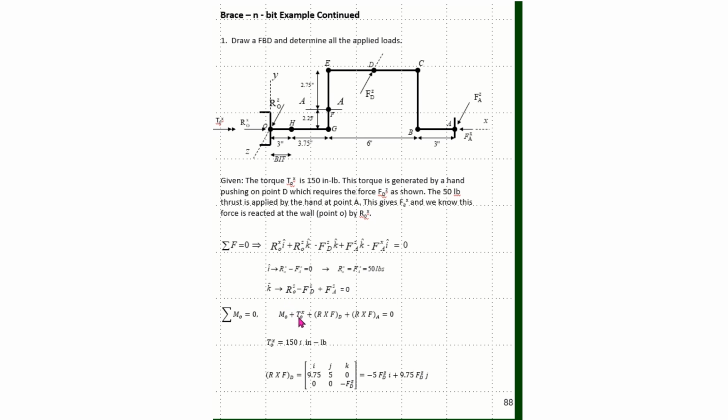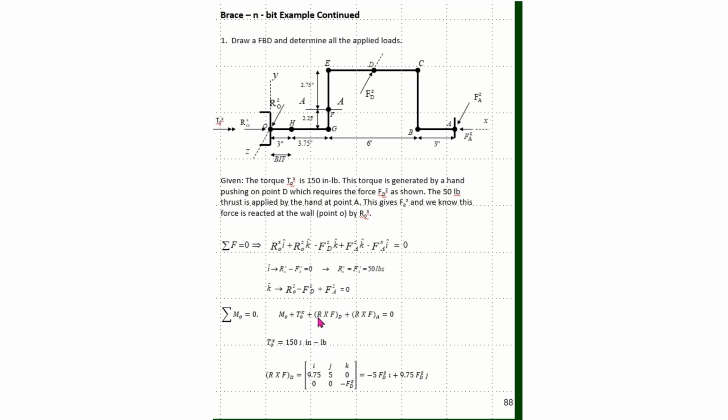Then I have the torque, TOX, which is this reaction torque, plus, now I go to the points where forces are applied and put an R cross F. So I'll have an R cross F to point D plus an R cross F to point A. There aren't any other locations where forces are applied, so this is my total moment expression right here. I know that TOX is 150 inch-pounds because that's what was given.